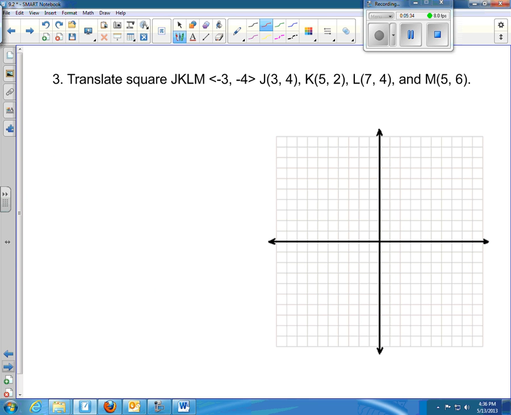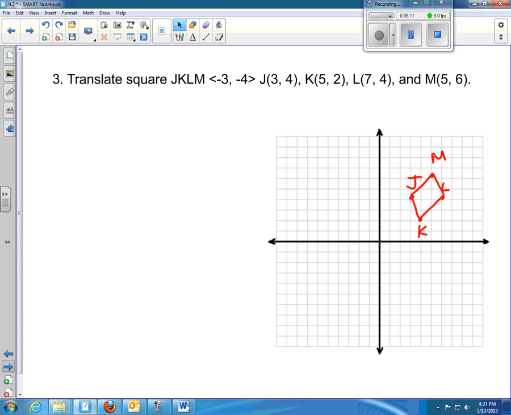All right, translate square JKLM, negative 3, negative 4. So let's start off by graphing our pre-image. So J is at 3, 1, 2, 3, up 4, 1, 2, 3, 4. We have J. K is at 5 and up 2. L is at 7 and up 4, 1, 2, 3, 4. And M is at 5, 1, 2, 3, 4, 5, and 6, 1, 2, 3, 4, 5, 6. All right, so we have our figure here.